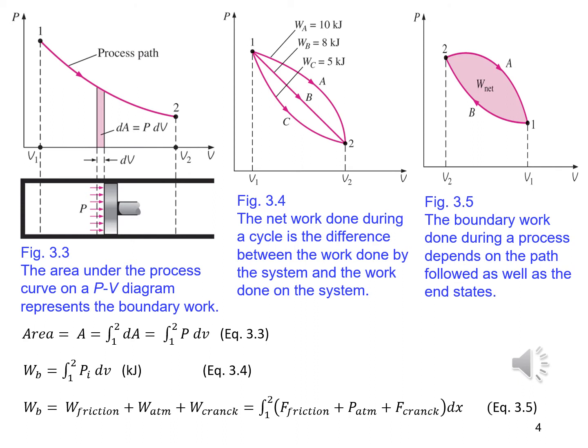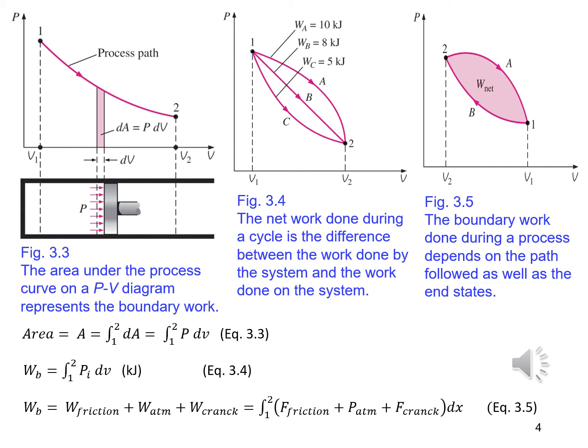Therefore, we can generalize the boundary work relation by expressing it as W_B = ∫ P_i dV from 1 to 2, where P_i is the pressure at the interface of the piston. Note that work is a mechanism for energy interaction between a system and its surroundings, and W_B represents the amount of energy transferred from the system during an expansion process, or to the system during a compression process. Therefore, it has to appear somewhere else, and we must be able to account for it since energy is conserved.